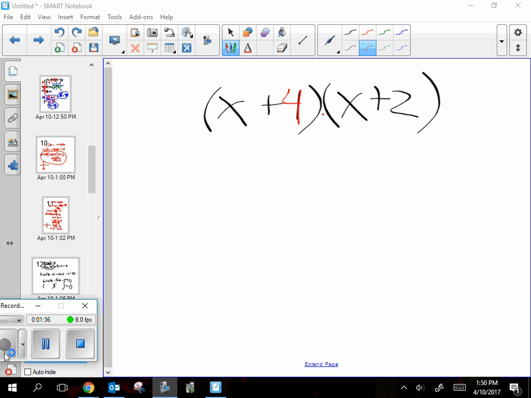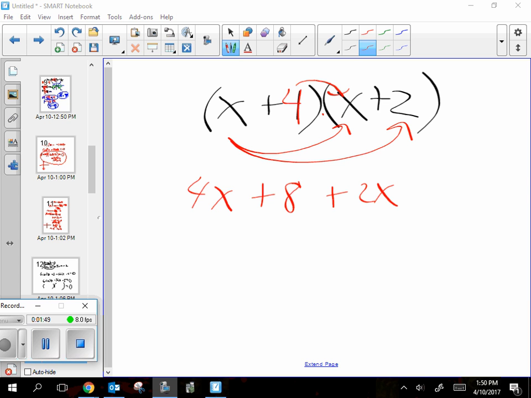Multiply the 4 out first. 4x, right? 4 and 2 is 8, right? Keep going. And the x and the 2, 2x. Yes, the x and the 2 makes 2x. And then how about the x and the x? Nope. X and the x makes x squared. You were fine except you forgot the x and the x one. The x times the x made x squared.